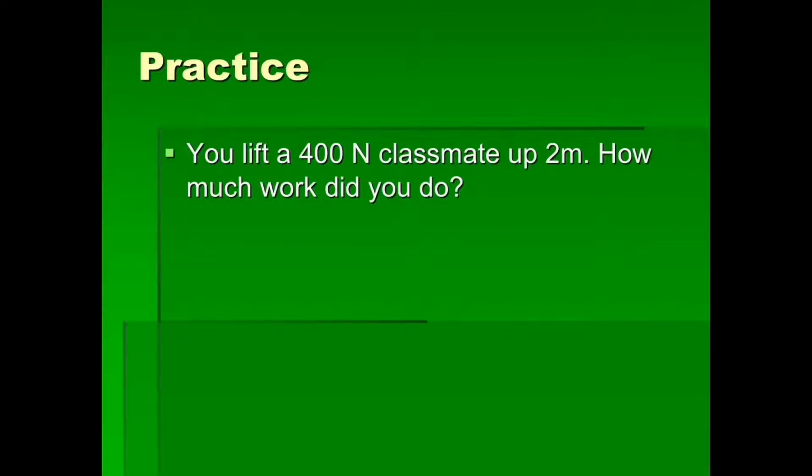So if you lift a 400 Newton classmate up 2 meters, how much work did you do? So don't forget, our equation is work equals force times distance. And we know from previous lessons that Newton is a unit of force. So we know our force is 400 newtons. And again, from previous lessons, we know that meters is a unit of distance. So we know 2 meters is our distance. So now we need to take 400 newtons times 2 meters to get an answer of 800 joules of work. So when you lifted this classmate, you did 800 joules of work to get this classmate up 2 meters.